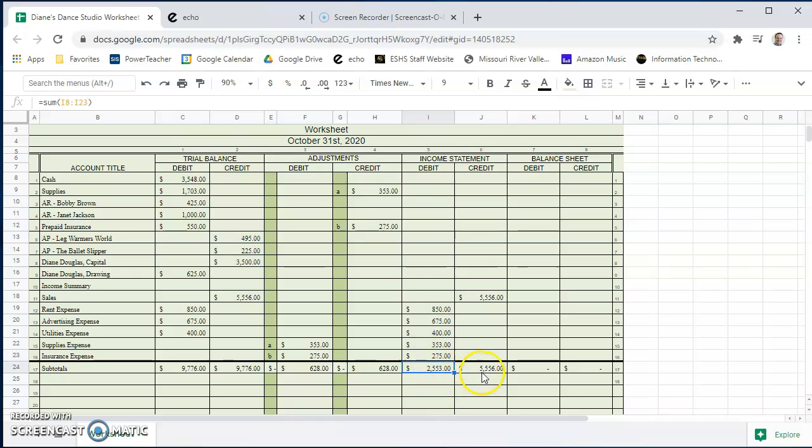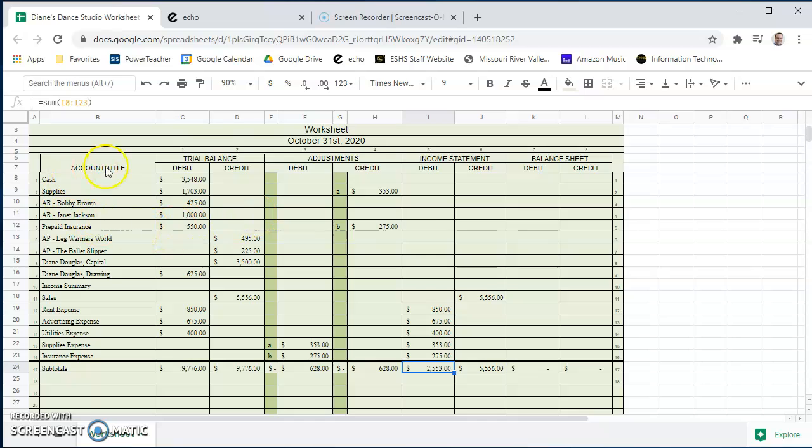And you can see that my subtotals have been updating this whole time. That's because we put that equation in back in part 1 of this. Okay, that's everything for the income statement. Now we're going to go to the balance sheet. We'll just keep moving to the right.